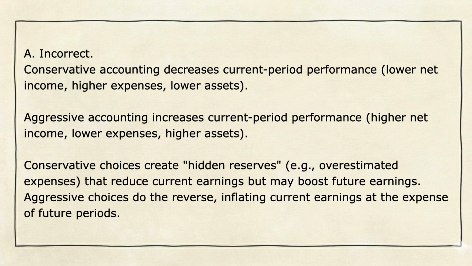Choosing a conservative approach can create hidden reserves, like overestimating expenses, which might lower current earnings, but could actually help them out later. Conversely, aggressive choices can inflate current earnings, which might not be so great for the future.